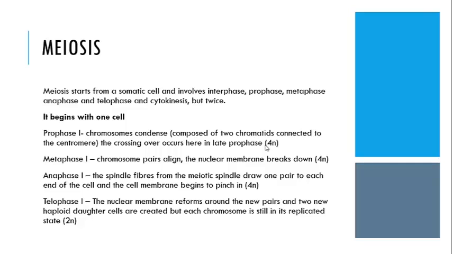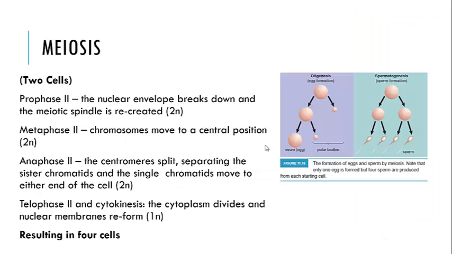Anaphase, spindle fibers from the meiotic spindle draw one pair to each end of the cell, and the cell membrane begins to pinch in. Telophase 1, nuclear membrane reforms around the new pairs and 2 haploid daughter cells are created. But each chromosome is still in its replicated state, so it's still in its 2N, which is important. Now we have 2 cells, and both of these 2 cells undergo the second round of meiosis.